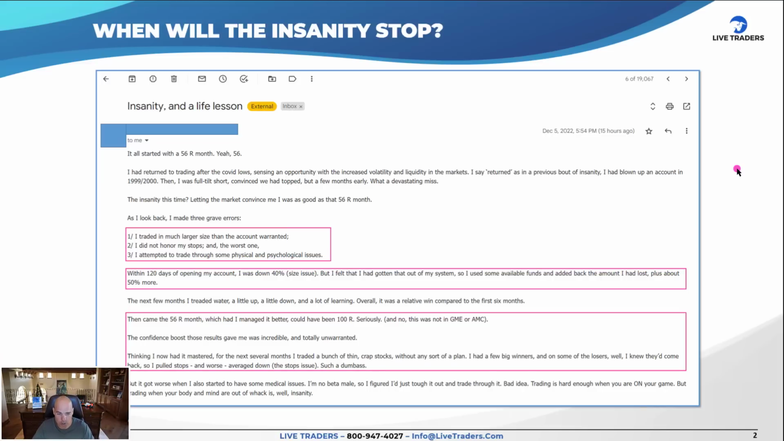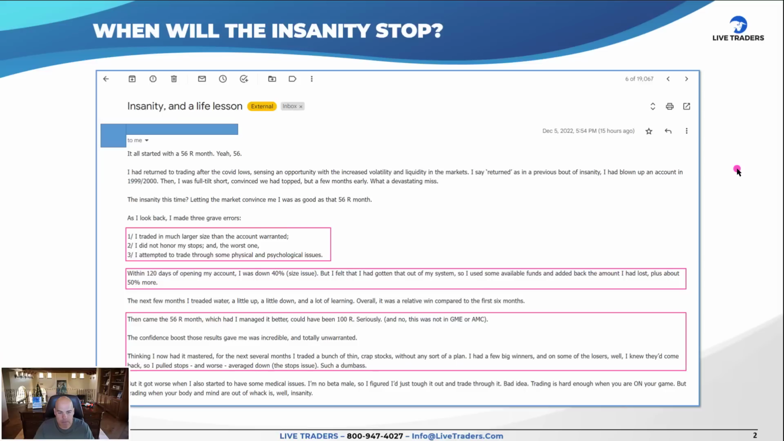So within 120 days of opening my account, I was down 40%. But I felt that I had gotten that out of my system, so I used some available funds and added back the amount I had lost, plus about 50% more. So if this person, hypothetically, had $100,000, the account went down to $60,000, they added $60,000 plus another $50,000, so that now they have about a $150,000 account, right?